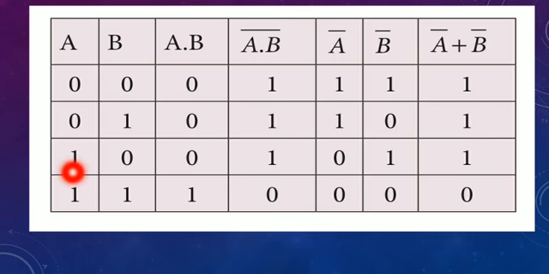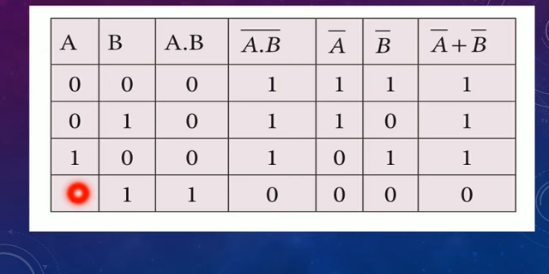Now come to this one, 1 0 input. So A dot B, 1 into 0, 0, and taking inverse, A dot B the whole bar is 1. And here A bar is 0 and B bar is 1. See, we are taking input from this side. And here A bar plus B bar, see the next value, 0 plus 1, 1.